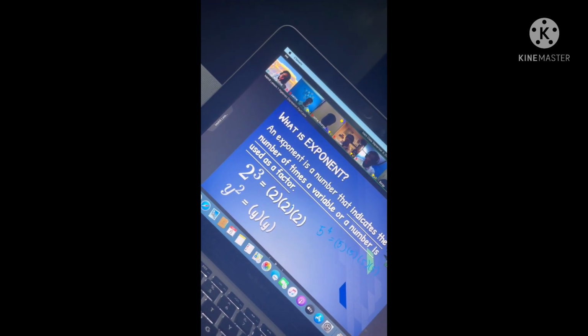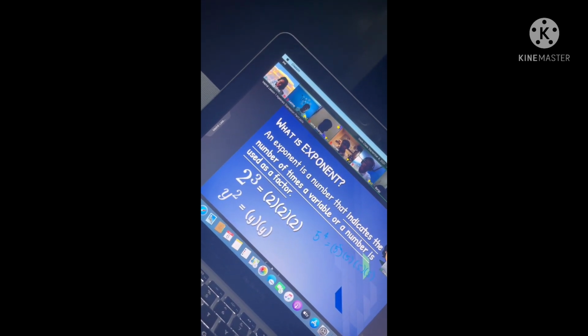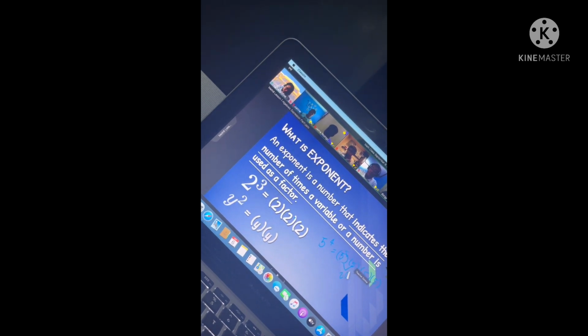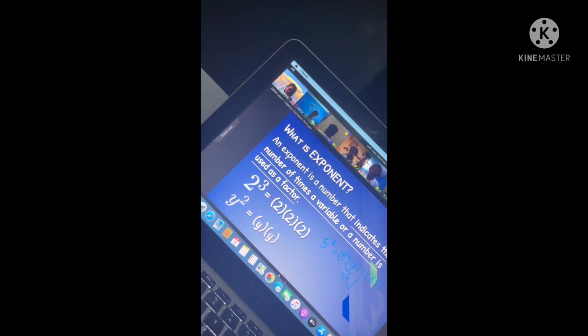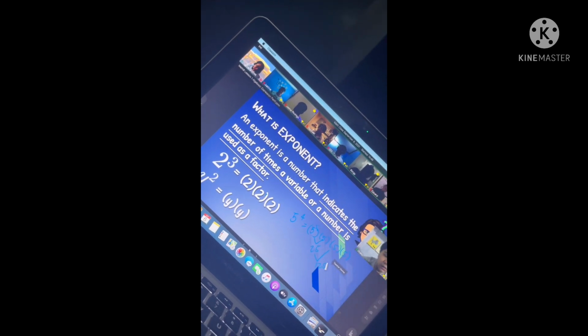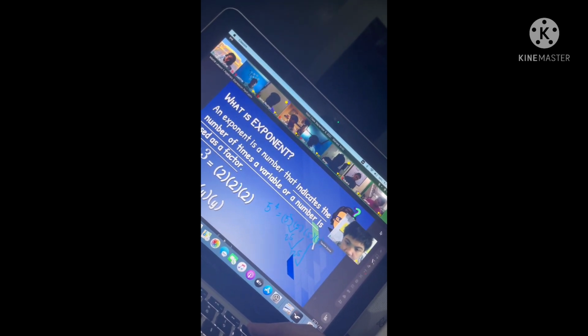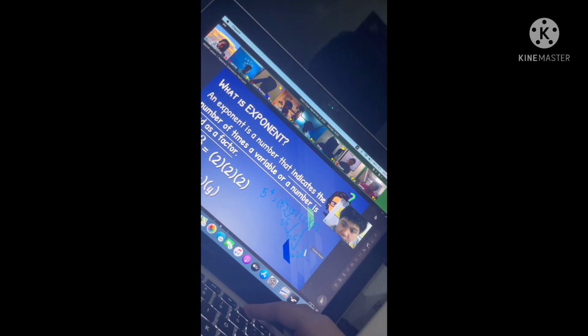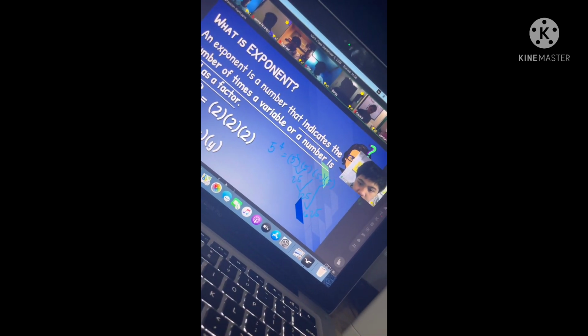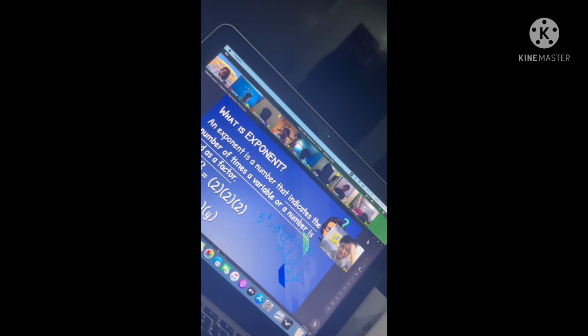I-multiply mo yan. So, 5 times 5 is 25. Wag mong i-add. Tandaan nyo. So, 25 times 5 is 125. And 125 times 5 is 625. So, ganyan yan. You don't add. Okay? You multiply. Naintindihan po?